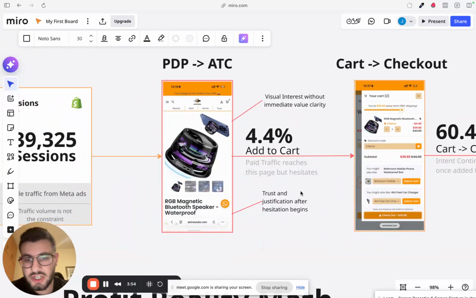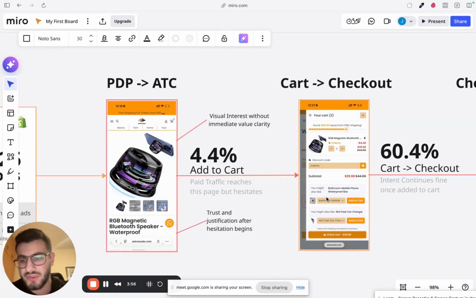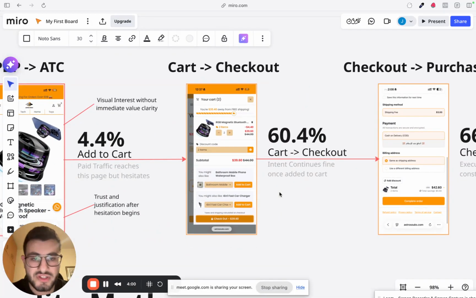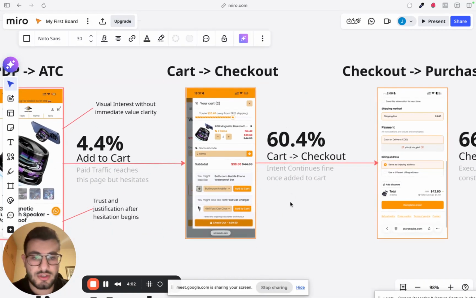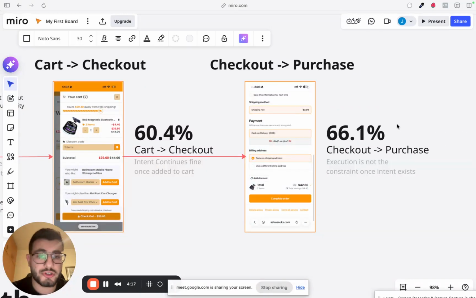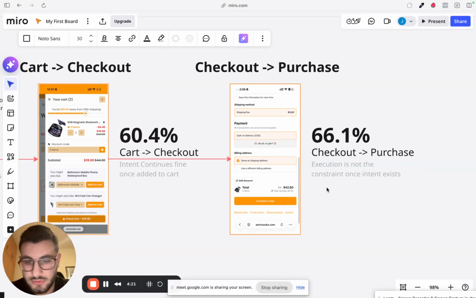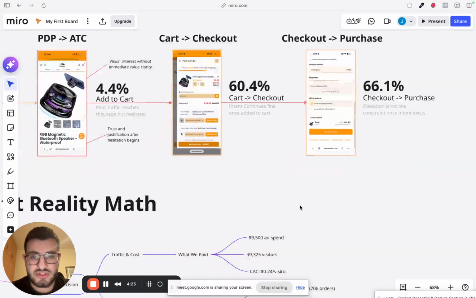Just to keep checking whether we have a problem later down the funnel, I checked your cart to checkout ratio, and it's fine. So intent continues fine once added to cart. People don't mind buying after adding to the cart. The problem is just getting them to add to the cart. And checkout to purchase is also at 66%, so checkout completion rate is also fine. There's no constraint in that.